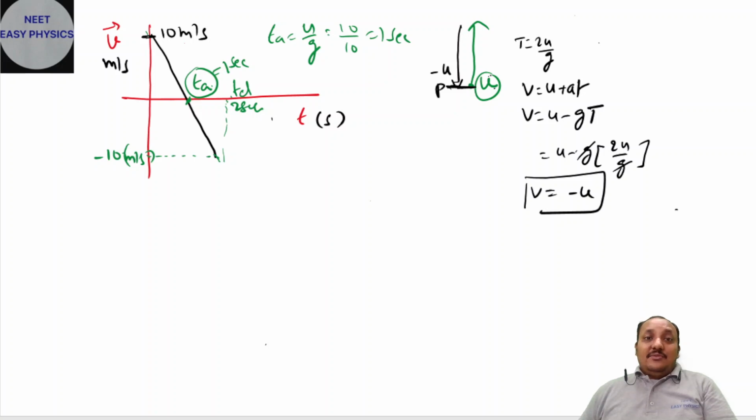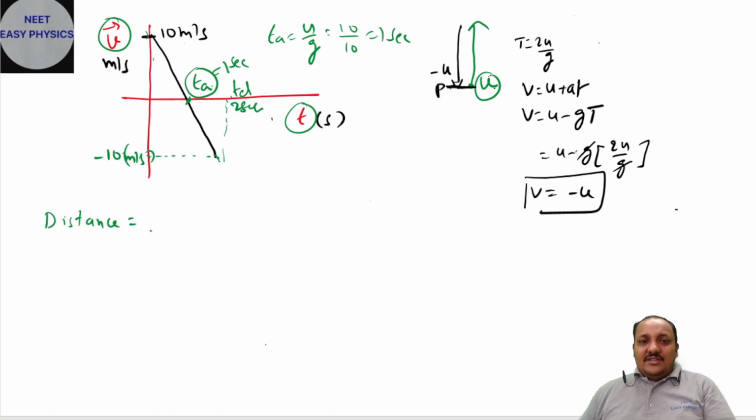Next, by using this velocity-time graph, they may ask how much distance, how much displacement. What is the distance it is going to cover? So how will we do it? This is a velocity-time graph.